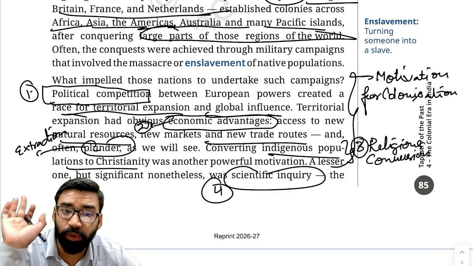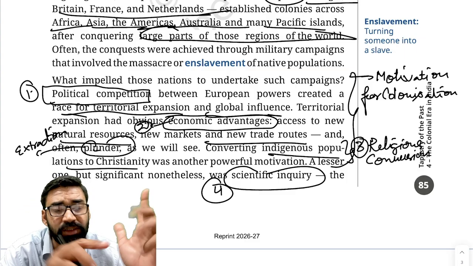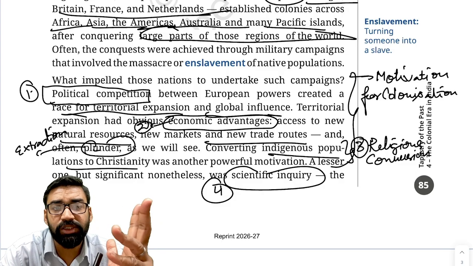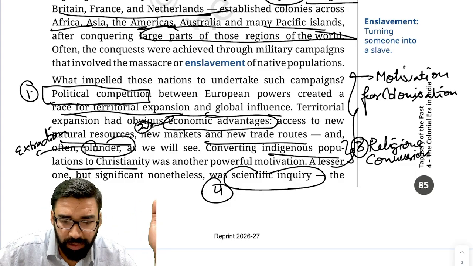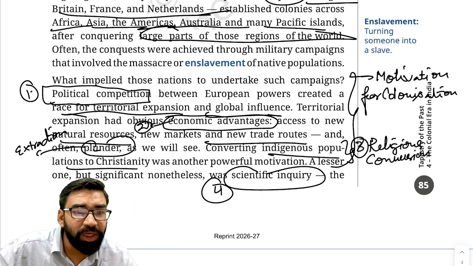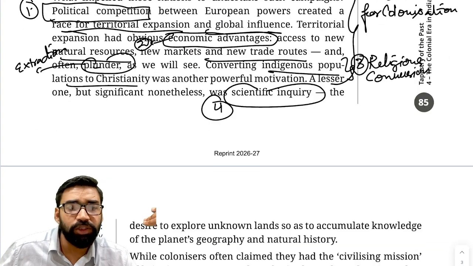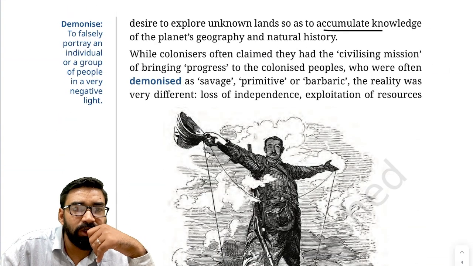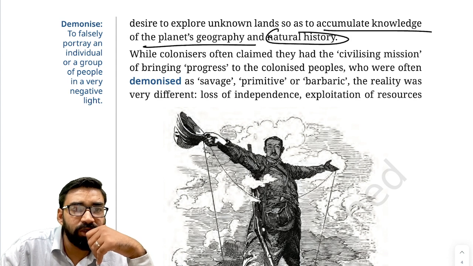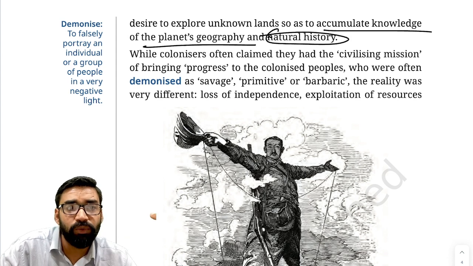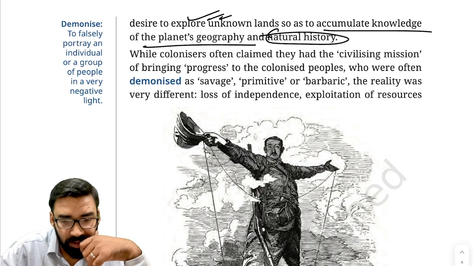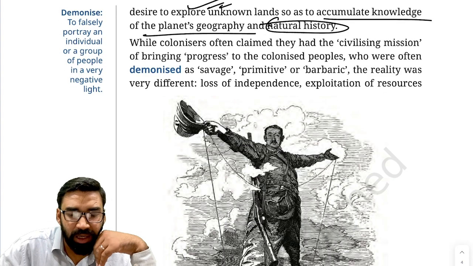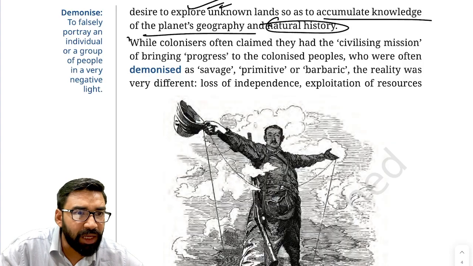So we have discussed 4 points in motivation for colonization. First, political competition. Second, economic advantages. Third, religious conversion. And fourth, scientific inquiry. Clear? That means they started accumulating knowledge of geography, natural history, all these things. So they had a desire to explore unknown lands.